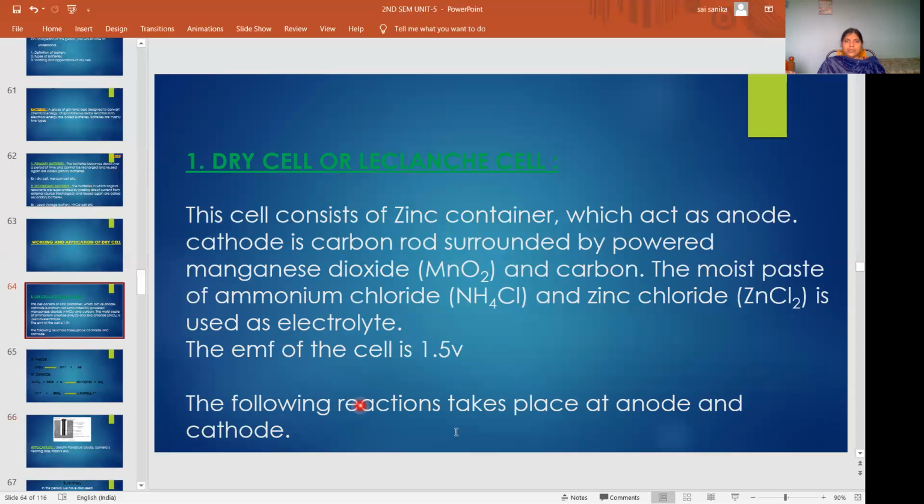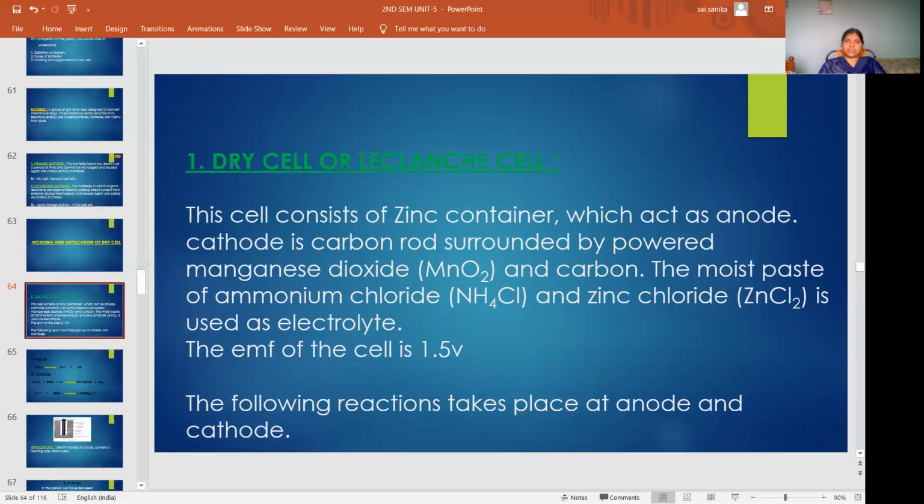So here the following changes will take place. So in a galvanic cell you studied, always at anode which reaction will take place? Oxidation. Always at cathode which reaction will take place? Reduction. This thing you have to remember. So anode means oxidation. The chemical reaction that takes place at anode is always oxidation. The chemical reaction that takes place always at cathode is reduction.